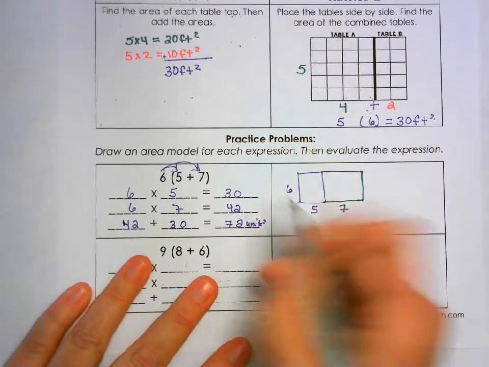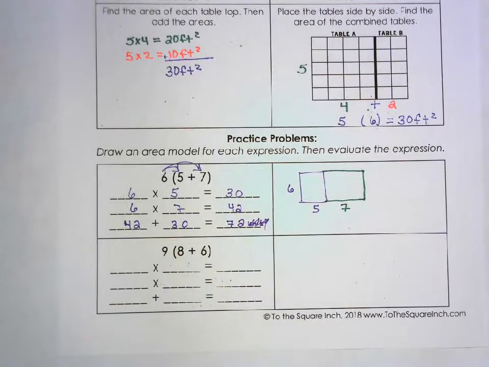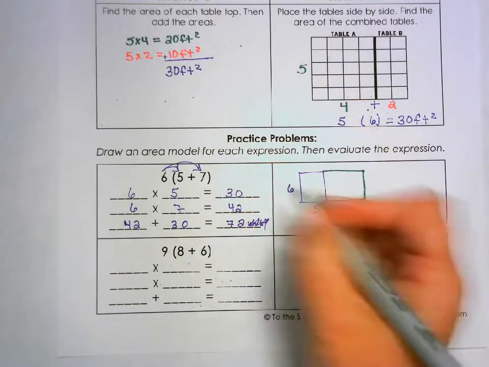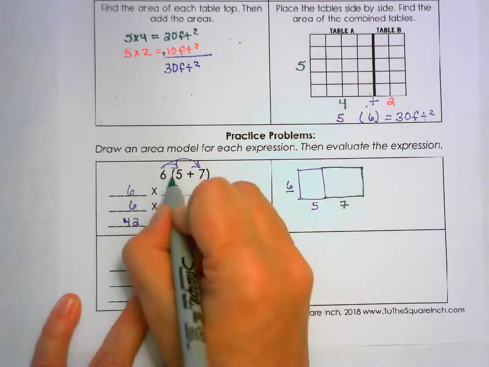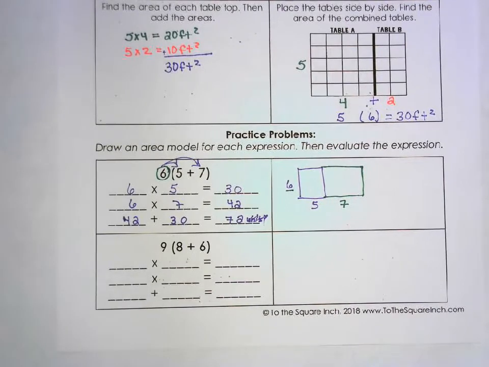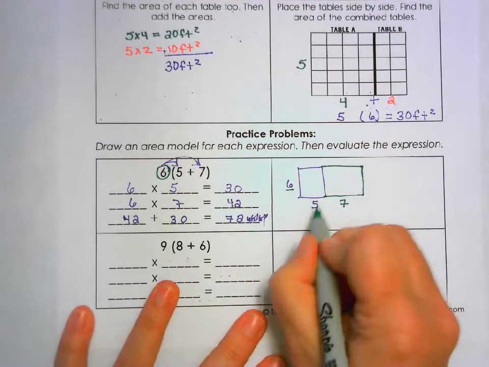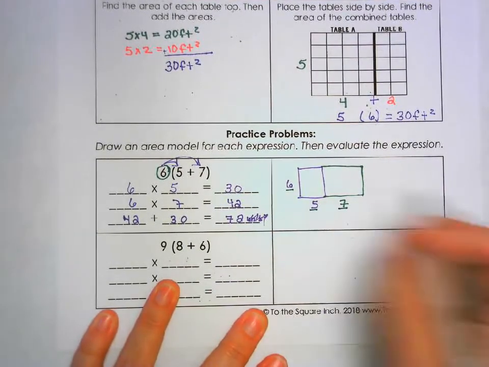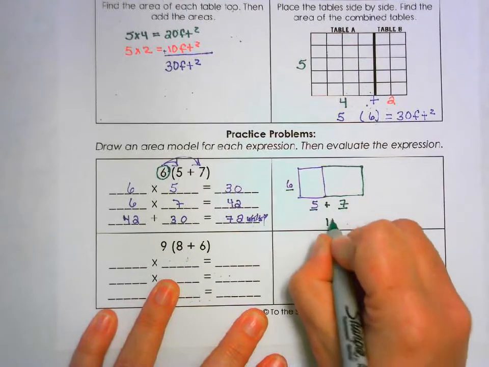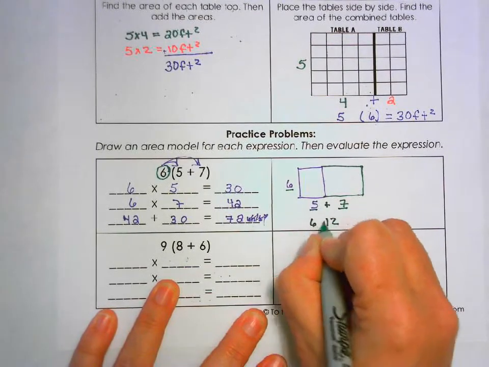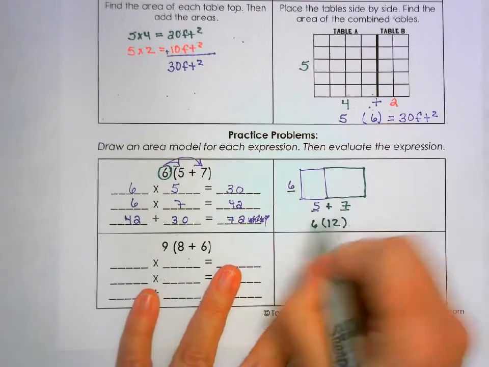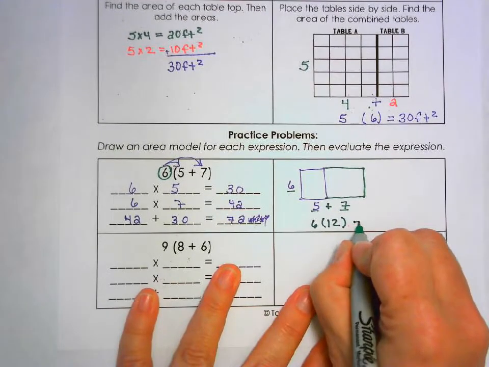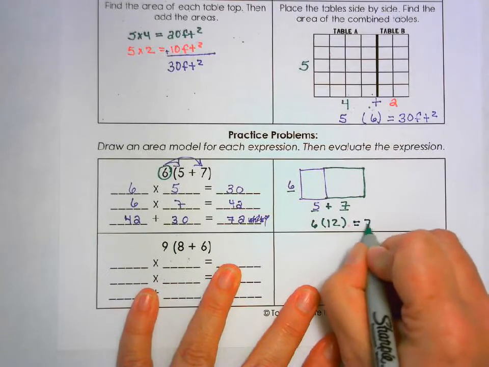This one doesn't necessarily have to be. If I look at the problem over here, you can see that here's the 6. The 6 is in both dimensions. That's the number that is on the outside. Here's my 5, here's my 7. I can add those together and make the problem be 6 times 12, which I know the answer of 6 times 12 is 72.